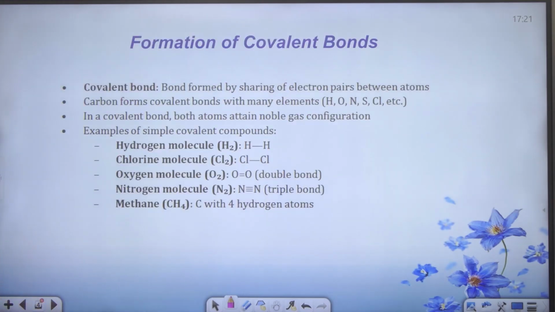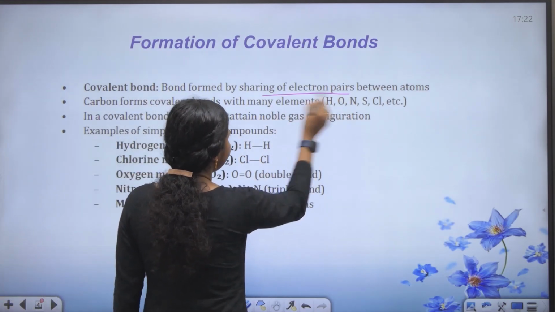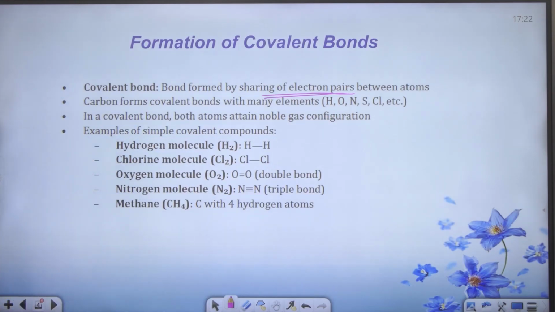And for the next one, formation of covalent bonds. Covalent bonds are formed by sharing of electron pairs between atoms. We know about ionic bonds. Ionic bonds are formed when a metal releases an electron to form the corresponding cation, and a non-metal accepts that electron to form the corresponding anion. The interaction between the positively charged and negatively charged particles forms an ionic bond.